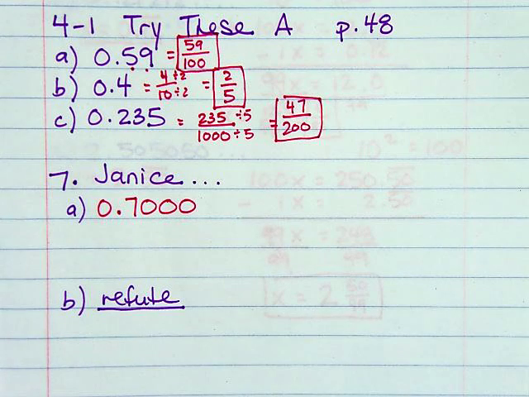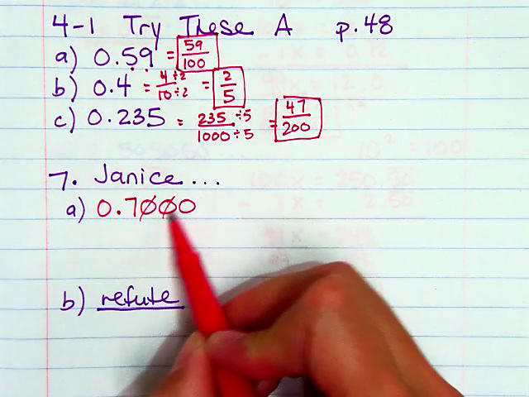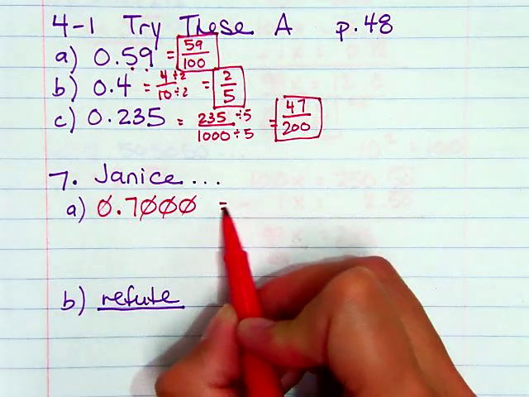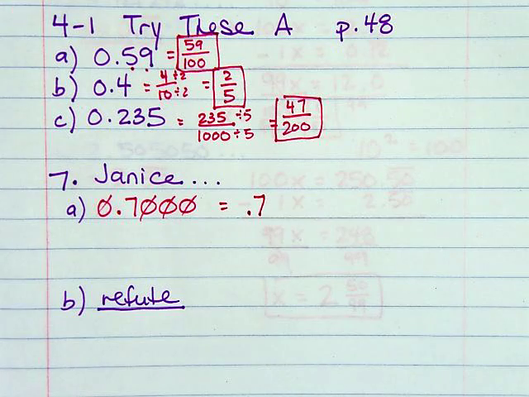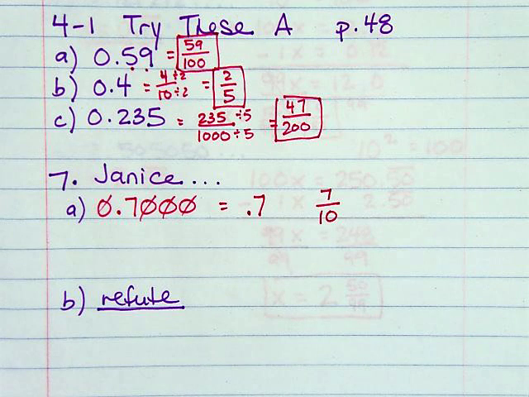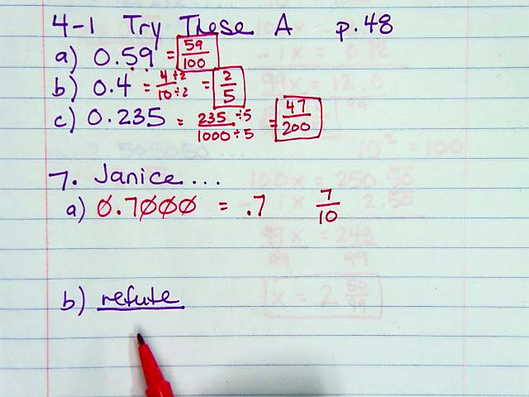So, just as an example, here is a decimal that I could probably take off all these zeros. Really, even this one as well. I could have 0.7, and that's an equivalent decimal. And then I can go ahead and say that's 7 tenths, and I'm done. Now, part B says, give an example of a decimal that refutes Janice's claim. How would you explain to Janice when her statement doesn't make sense?